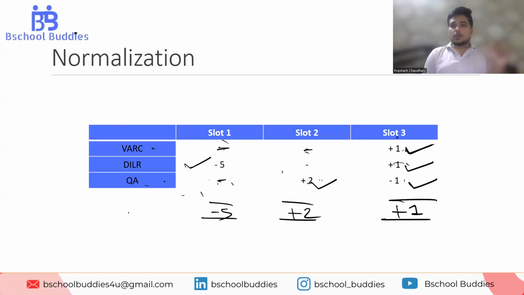So if, let's say, your score is 130, then in slot 1 it will become 125. In slot 2, it will become 132. In slot 3, it will become 131. Now, whatever your score was, you must normalize that. What we will see in the next screen is the normalized score versus percentile.